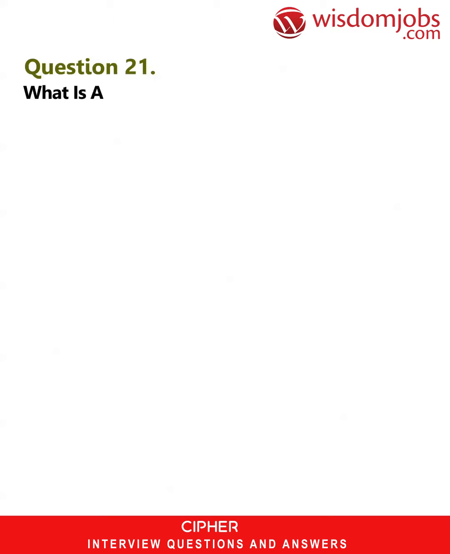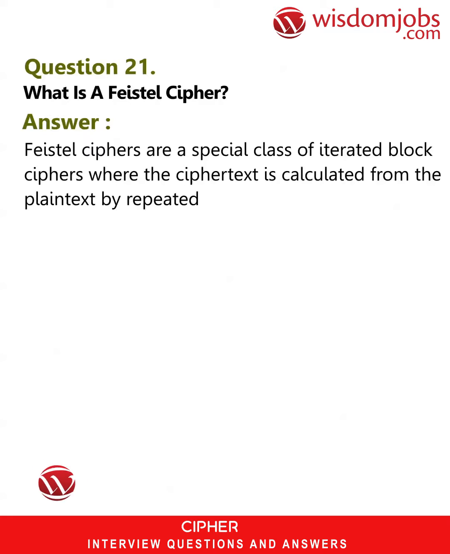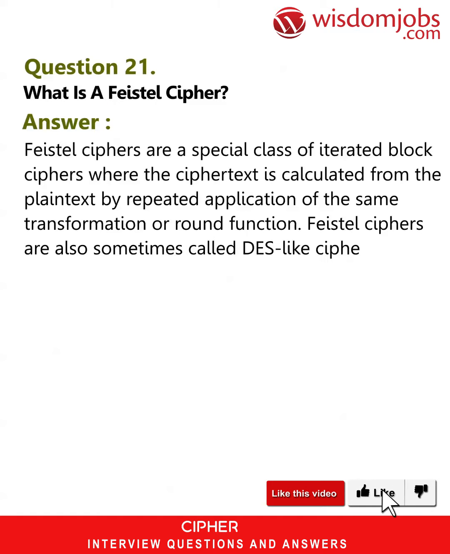Question 21. What is a Feistel cipher? Answer. Feistel ciphers are a special class of iterated block ciphers where the ciphertext is calculated from the plaintext by repeated application of the same transformation or round function. Feistel ciphers are also sometimes called DES-like ciphers.